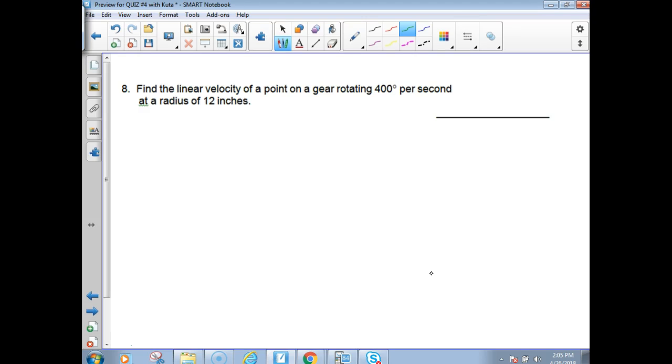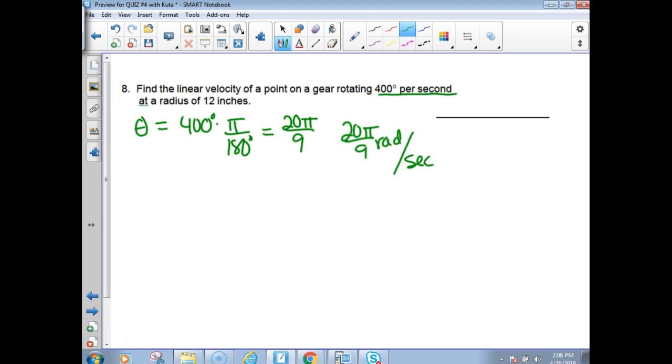Number 8. Find the linear velocity of a point on a gear rotating 400 degrees per second. It's 400 degrees per second, so we've got to convert degrees to radians. First thing we're going to do is get theta. So we multiply by pi over 180. That's going to be 20 pi over 9. Then we need to convert that into an angular velocity. It says 400 degrees per second, so that's 20 pi over 9 radians per second. That is an omega.